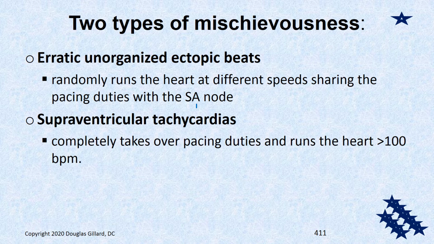Or Joe can be mischievous and just go full blast and pace the heart at a rate the SA node can't handle. Maybe he'll run the heart at 120 beats per minute. The SA node is set at about 80 beats per minute, so the SA node will never have a chance. So you can get a supraventricular tachycardia like this as well, which would be called a junctional supraventricular tachycardia.